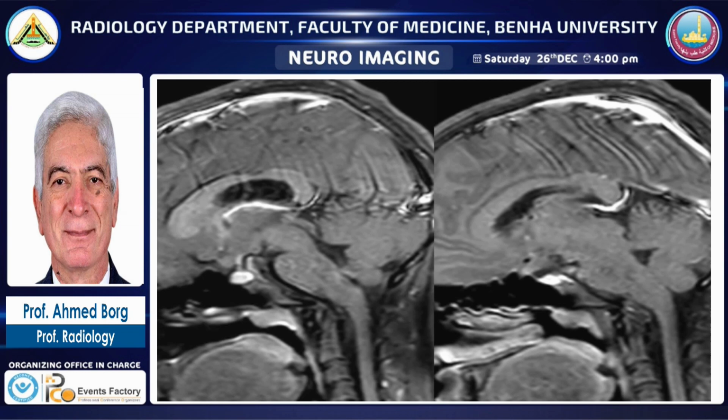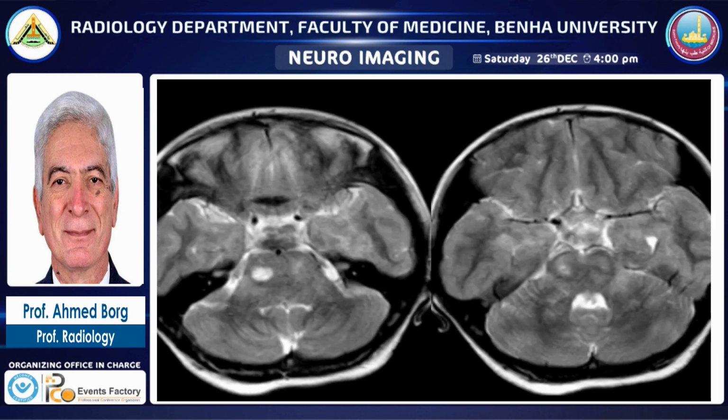Again, there is the optic chiasm, and that end of the optic nerve at the side, on the other side also, on the left side, and on the right side it is thickened. So again, the optic chiasm is enlarged, and here you can see this hyperintense signal also in the brainstem and in the cerebellum.